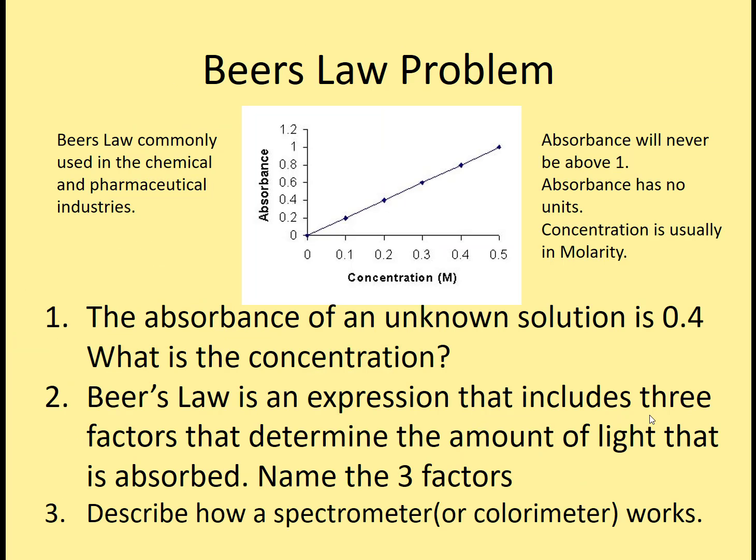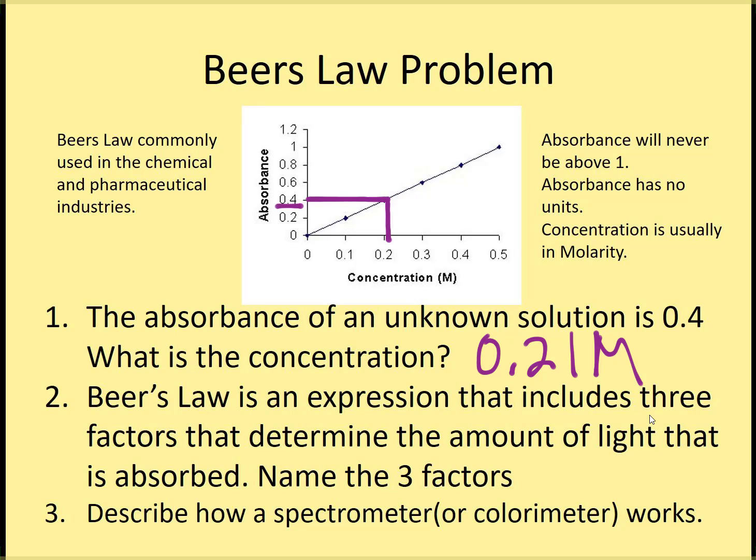So here's a Beer's law problem. This is a sample problem from an exam. So number 1, it says the absorbance of an unknown solution is 0.4. What is the concentration? And they give you this graph. Look at your absorbance 0.4, which is right here. And I'm just going to draw a line across, and I'm going to read it down. So I'm going to say it's just past 0.2 molar concentration. So I'm going to say 0.21. As long as I'm close, I'm going to get the credit.